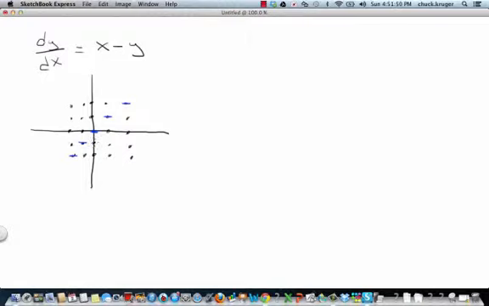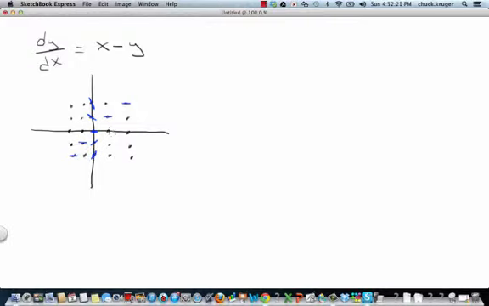And now I'm going to move along the y-axis. So here I have 0, 1. That's going to be a negative 1. 0, negative 2 is going to be a little steeper. This is going to be 0, negative 1, which is going to be a positive 1. And 0, 2, which is going to be a little steeper.